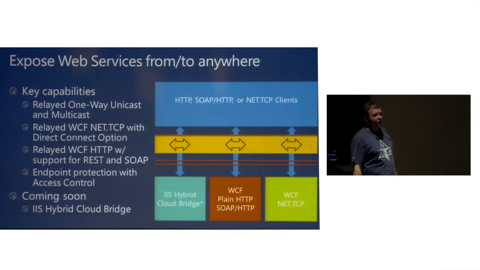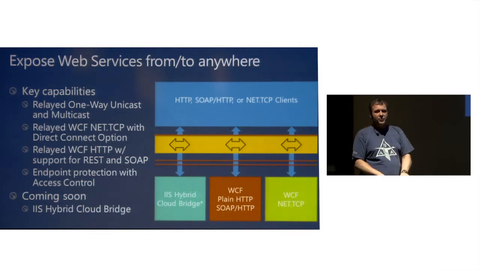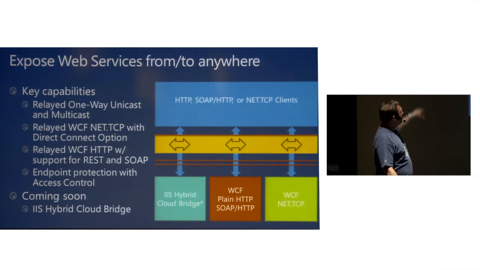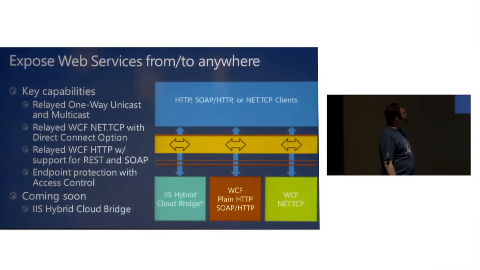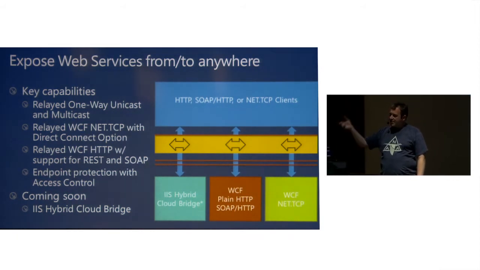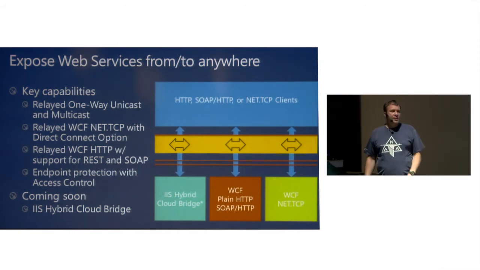We have direct connect for net TCP, which allows you to effectively bridge away from the relay. If the machines are close to each other, then we're going to try to connect them directly if we can. We have relayed HTTP, where we're listening for HTTP or HTTPS at the edge. And then you've seen the endpoint protection with access control by just turning on this integration with ACS using the switch on the binding. What's coming soon is something that's currently dubbed the IIS Hybrid Cloud Bridge.